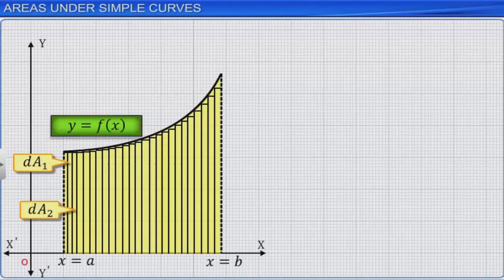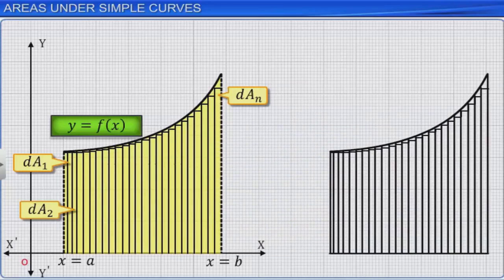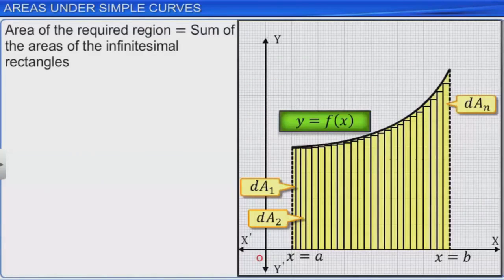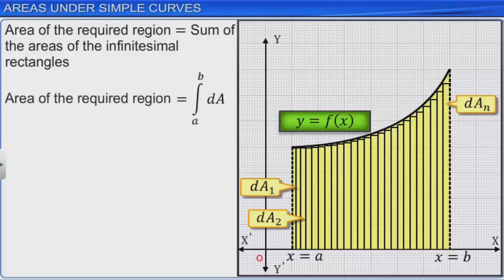The sum of the areas of these rectangles can be assumed to be approximately equal to the area of the required region. Therefore, the area under the curve between the limits is approximately equal to the sum of the areas of the rectangles. In mathematical notation, this can be represented as shown. Here, dA is the area of any rectangle, which is equal to the width of the rectangle multiplied by its height.